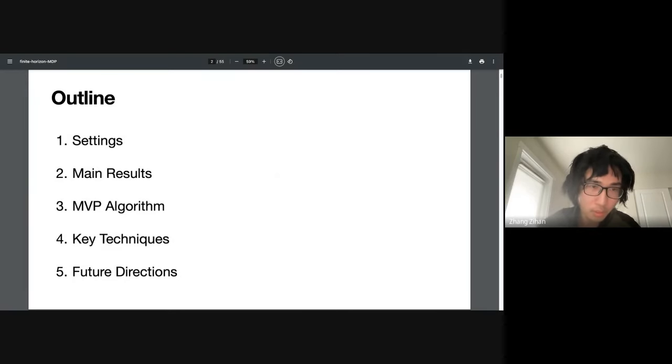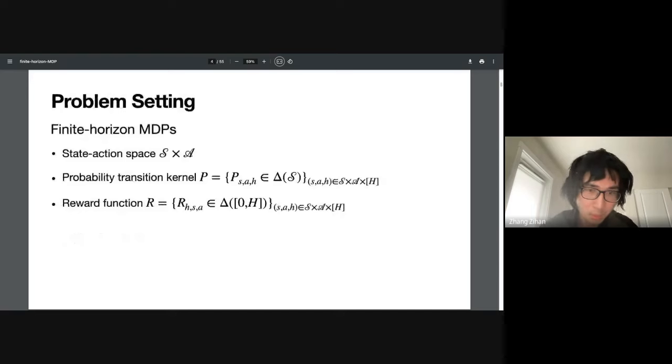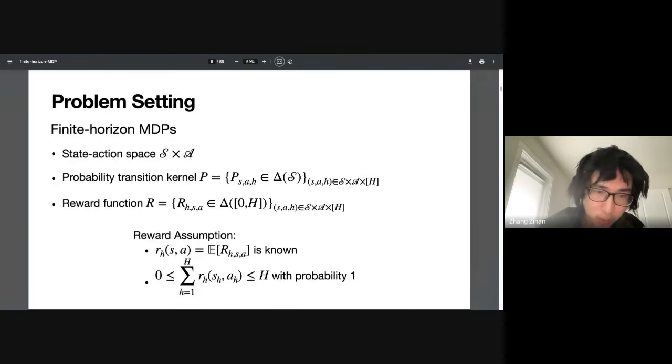The first part is about the basic settings, which I believe most people here are familiar with. In this work, we focus on studying finite horizon MDPs. Our problem is modeled by a finite horizon MDP, where there is a state-action space S times A and a transition kernel P, where each P_h(s,a) is in the S-dimensional simplex, and we have a reward function R. In this talk, we assume that the reward R_h(s,a) is known, for simplicity. Otherwise, it will be a little bit complicated to make the derivations.